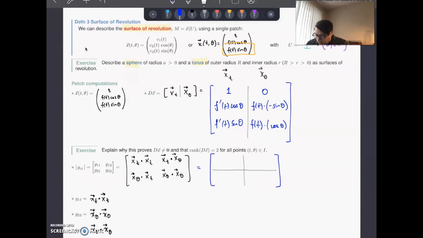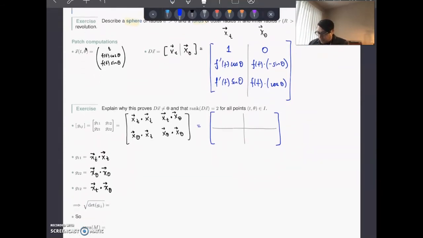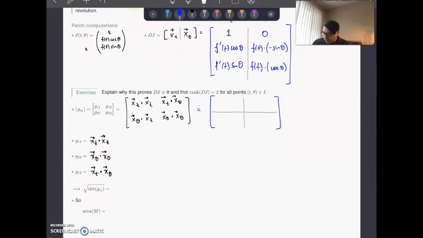Okay, so that is our dx. Why don't we move on and start computing the first fundamental form? Okay, so why don't we start with taking the dot product of x_t with itself. Okay, what do we get?